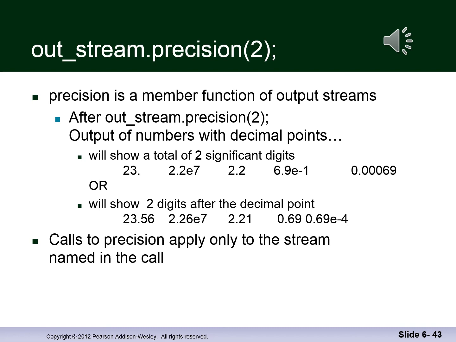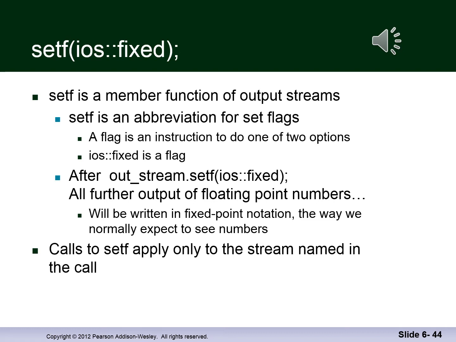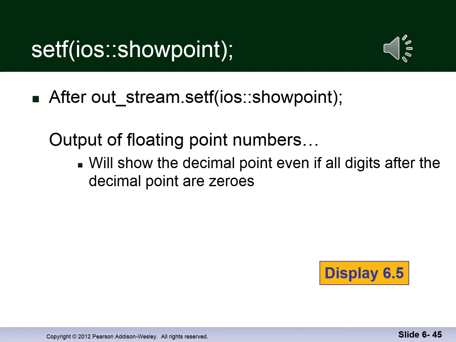setf, which is an abbreviation for set flags, is a member function of output streams. A flag is an instruction to do one of two options. ios::fixed is a flag. After this flag is set, all further output of floating point numbers will be written in fixed point notation, the way we normally expect to see numbers. Calls to setf apply only to the stream named in the call, obviously. And here we have the ios::showpoint flag. It works exactly the same way as it does with cout. Output of floating point numbers will show the decimal point, even if all digits after the decimal point are zeros.